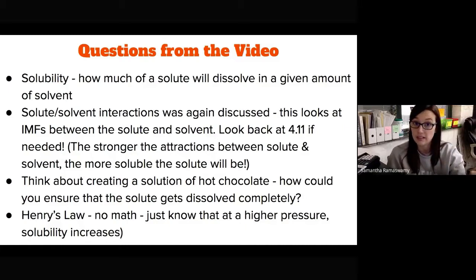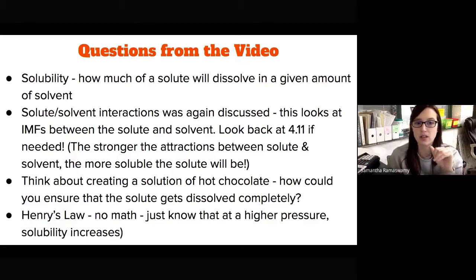We can stir it, right? So the more that we stir it, the more collisions and the faster it dissolves. And if you notice, hot chocolate is a powder, right? So we can crush something up into fine particles because that creates more surface area, more contact area between the solute and the solvent. And then we could also change pressure.